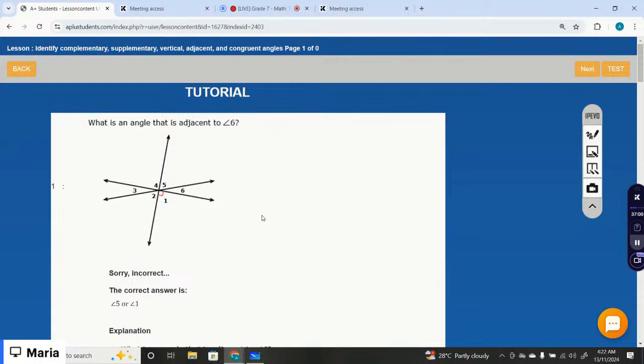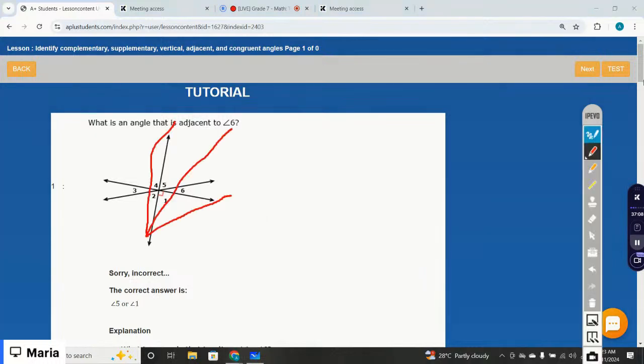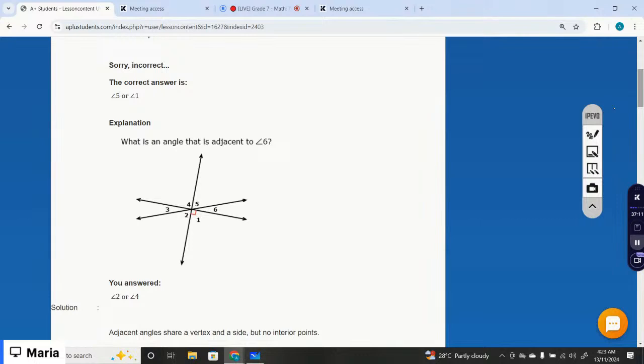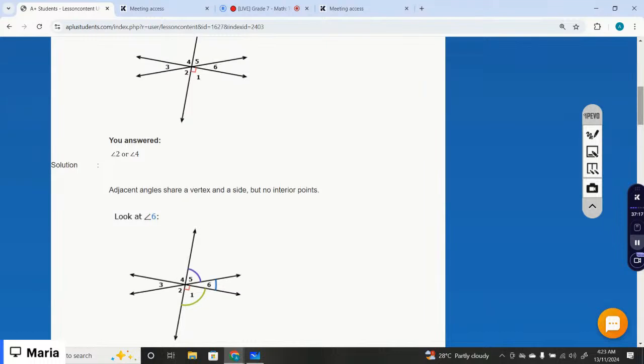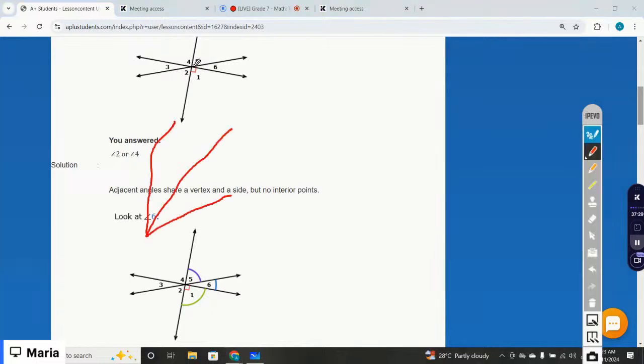What is an angle adjacent to angle 6? So you have to find the adjacent angle. Adjacent angle is the angle that is right next to the angle. So you have adjacent angles to angle 6, angle 5 and angle 1, because angle 6 is in the middle of angle 5 and angle 1. Adjacent angle shares a vertex and a side but no interior point. So that is the common vertex they are sharing, and it is sharing the sides with angle 5 and angle 1. Got it?